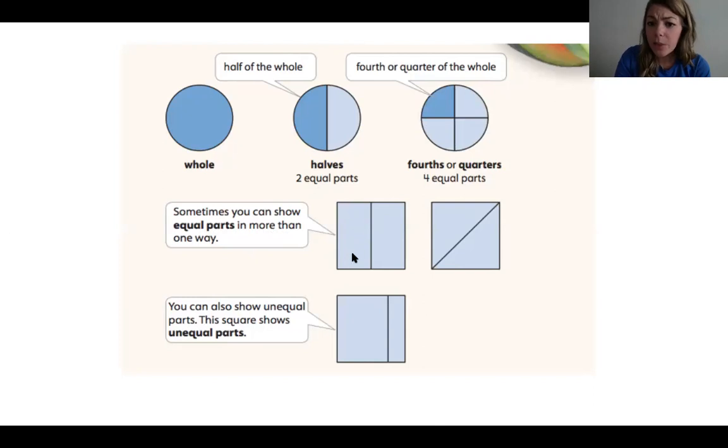If you have a sandwich, you can cut it up and down like this with a straight line, a vertical line, and it gives you two equal parts. Or sometimes when I make a grilled cheese, I like to cut it diagonal, and it actually gives me the same amount of grilled cheese on each side as it does over here. So there sometimes are ways to show an equal part in more than one way.